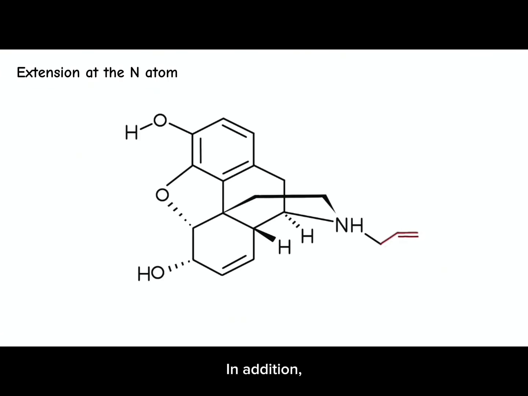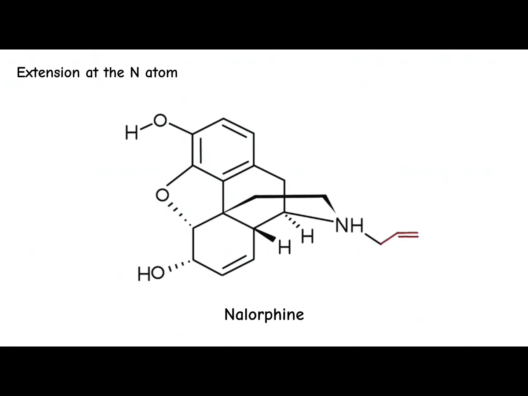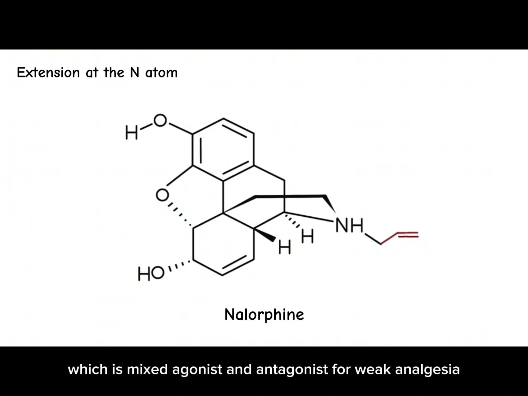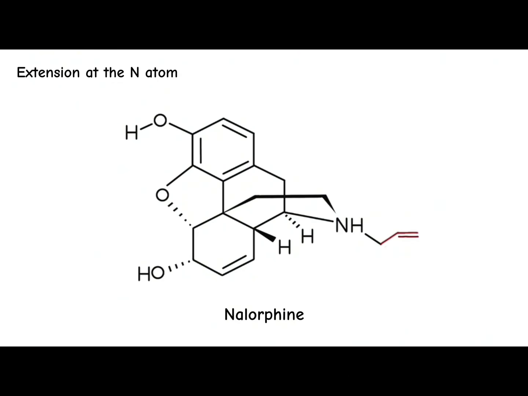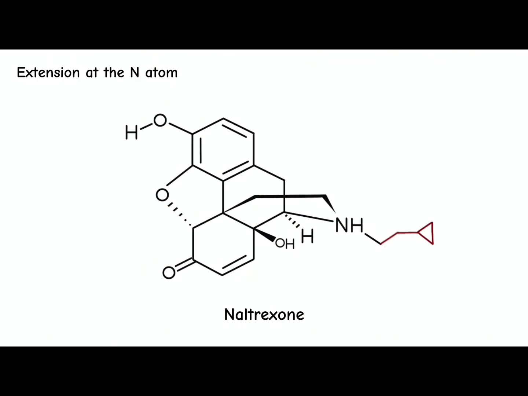In addition, substitution by allyl and cyclopropyl groups on the nitrogen atom gives active compounds such as nalorphine, which is a mixed agonist and antagonist or weak analgesic, and naloxone, which has only antagonistic activity and no agonistic activity and is used in treatment of morphine addiction. Naltrexone, by substitution with a cyclopropyl methyl group, has the same effect as naloxone.